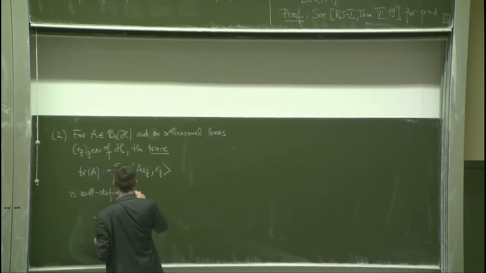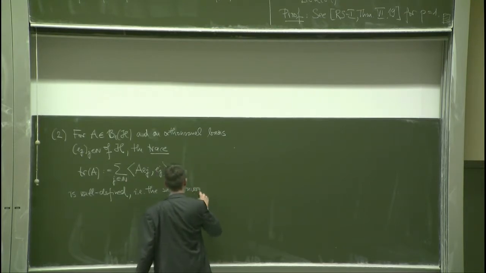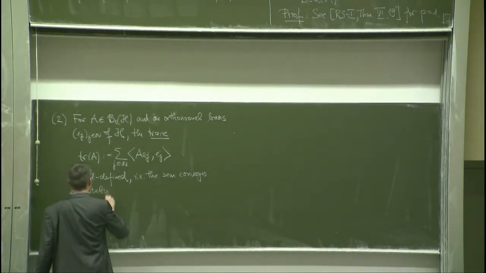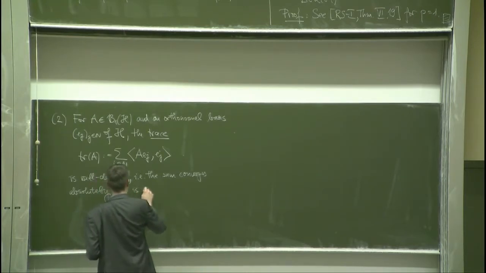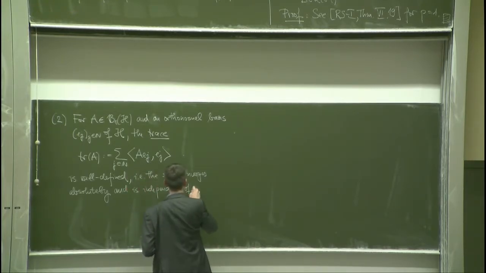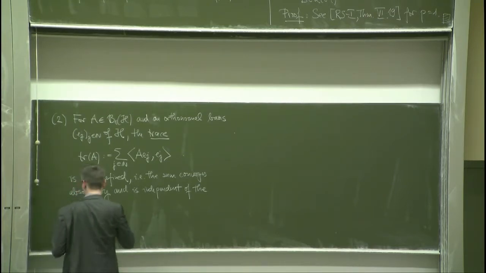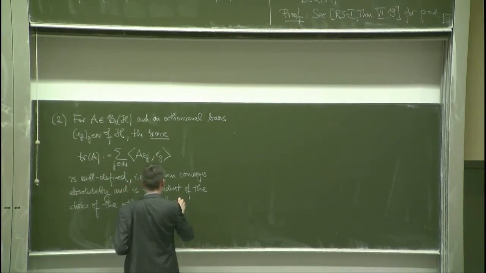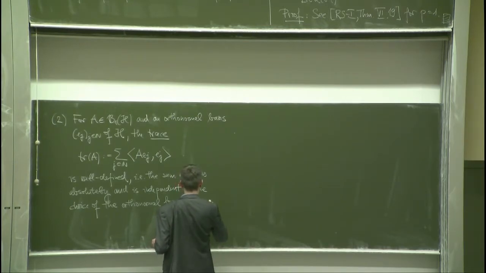In the sense that the sum converges absolutely, and is independent of the particular choice of the orthonormal basis e_j of H.